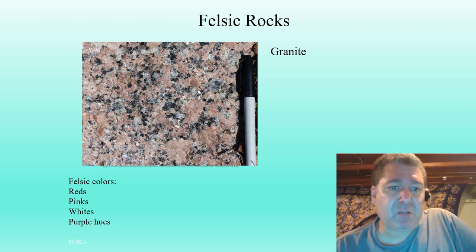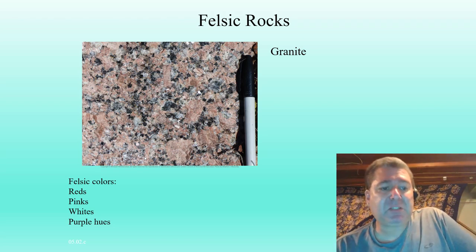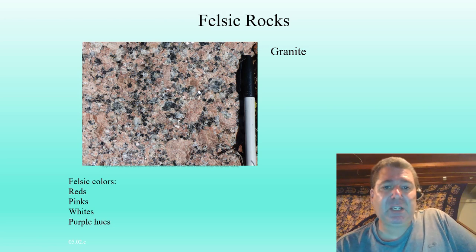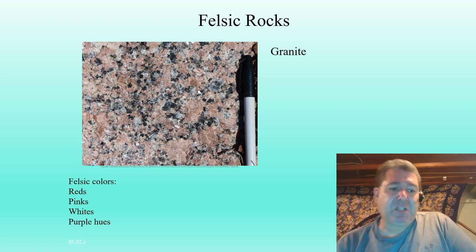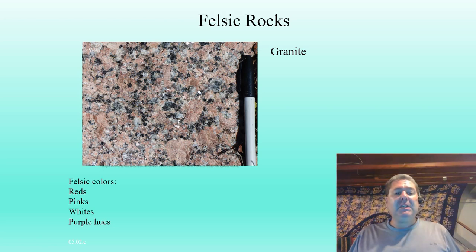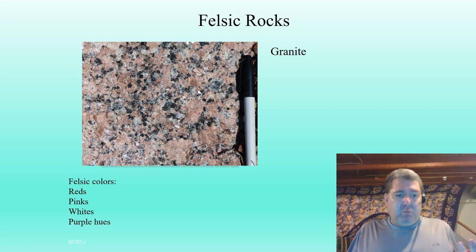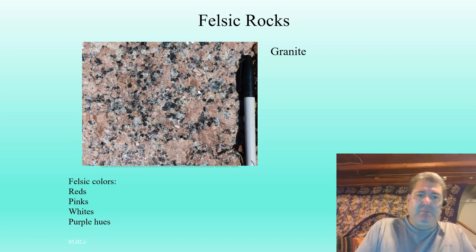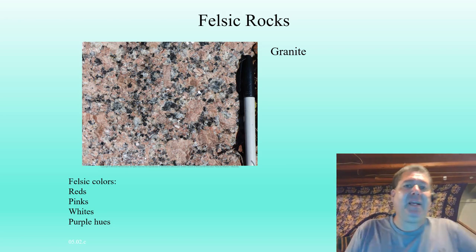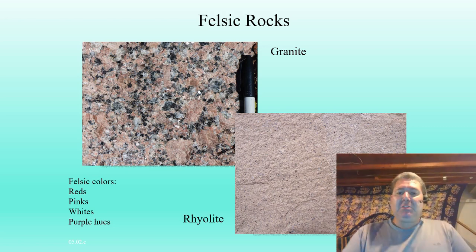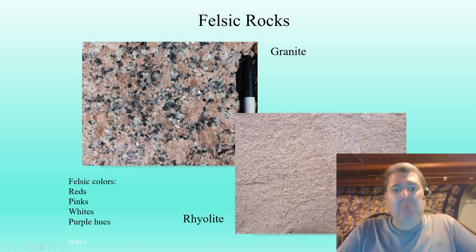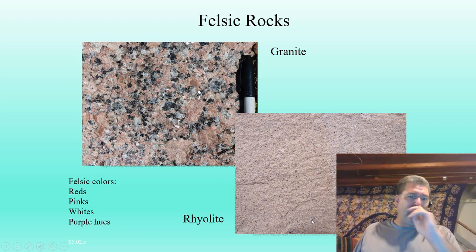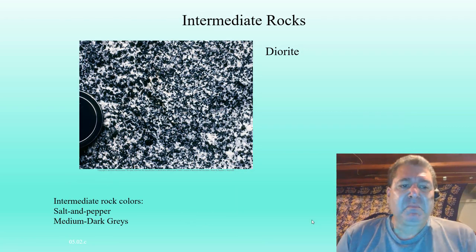So again, felsic rocks. Here's a piece of granite. Take a look here, folks. Lots of pinks in there. This is a good felsic rock. Felsic colors are reds, pinks, whites, purple hues, and clears. A purple hue is important with extrusive igneous rocks. Here's a rhyolite. This one looks very pink. Some rhyolites can have almost a purplish hue to them.